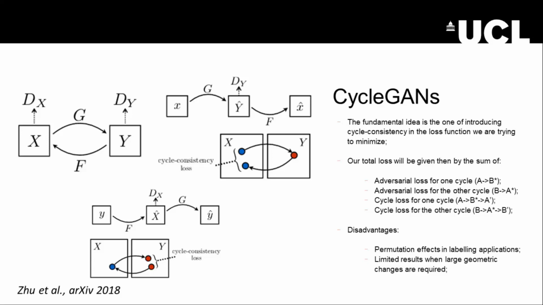Of course, there are some issues with CycleGANs because they are not perfect. For instance, if you are learning the mapping between two domains, and one of these domains is an actual labeling domain, like in the classical peaks-to-peaks scenario, you can have a permutation effect where you switch a label with the other. And when you have a lot of geometric changes, they usually don't learn a good mapping.